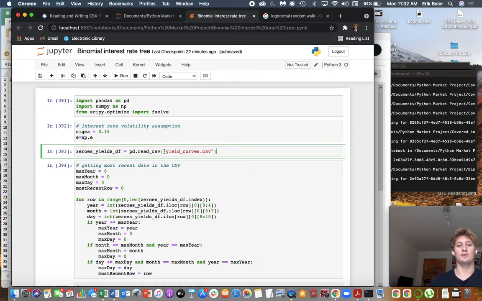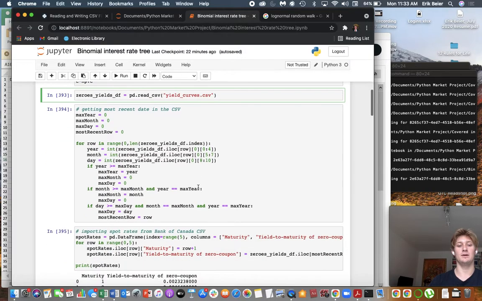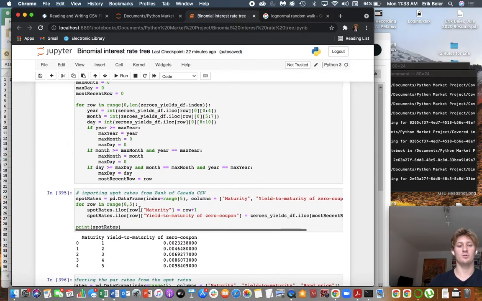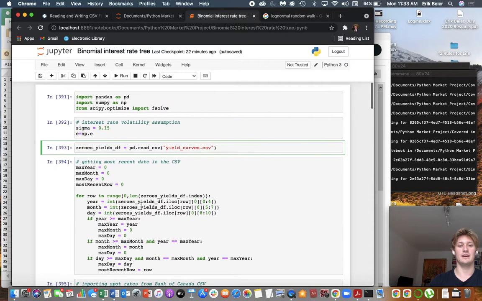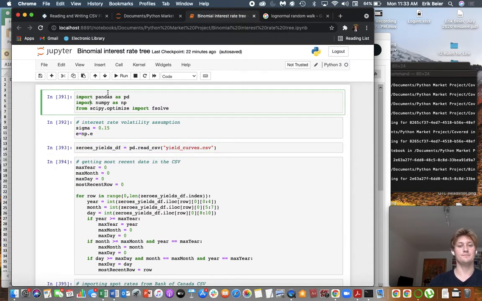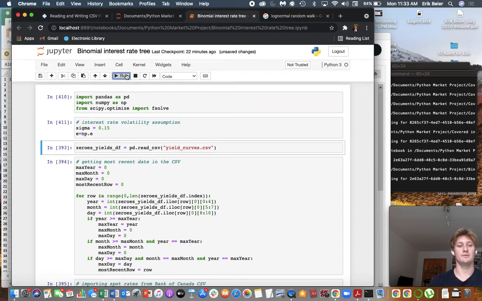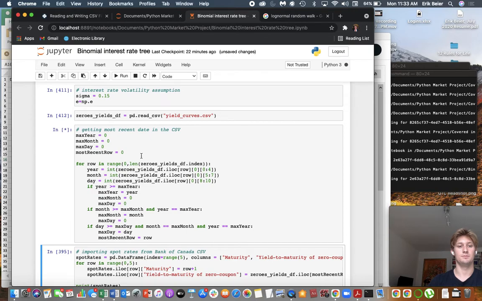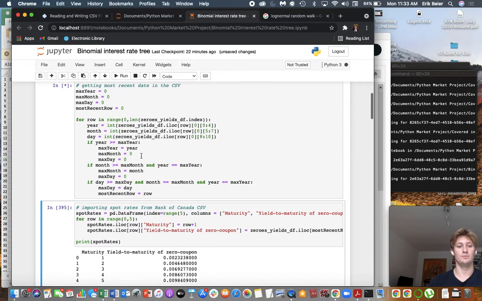So we're going to import the yield curve. This is just to specify the zero coupon yield curve of Government of Canada bonds. And so we're seeing here that we're getting our rates. Well, you can't see it now, but I got this from the Bank of Canada website. So I run that. Boom.